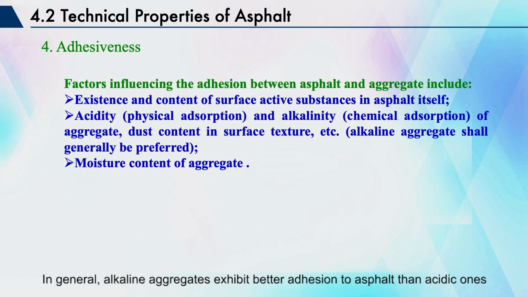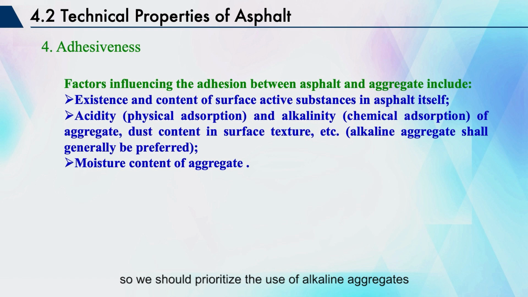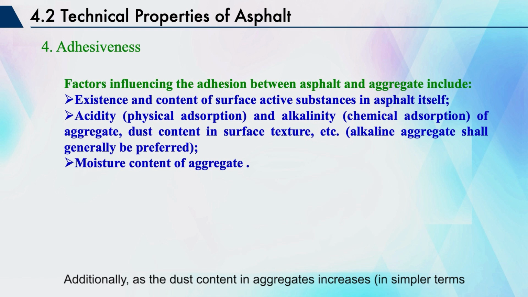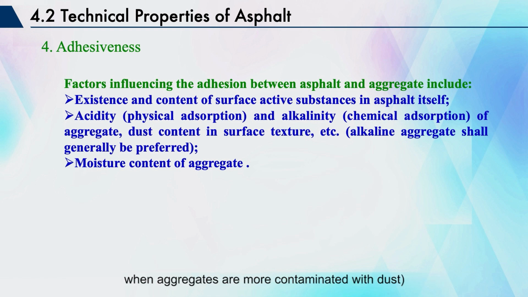In general, alkaline aggregates exhibit better adhesion to asphalt than acidic ones, so we could prioritize the use of alkaline aggregates. Additionally, as the dust content in aggregates increases, in simpler terms, when aggregates are more contaminated with dust, their adhesion to asphalt decreases. Adhesion is also affected by the moisture content in the aggregates. Higher moisture content in aggregates leads to reduced adhesion between the aggregates and asphalt.